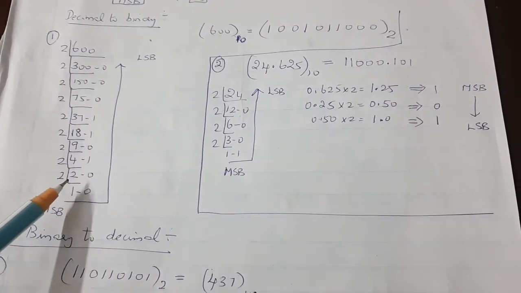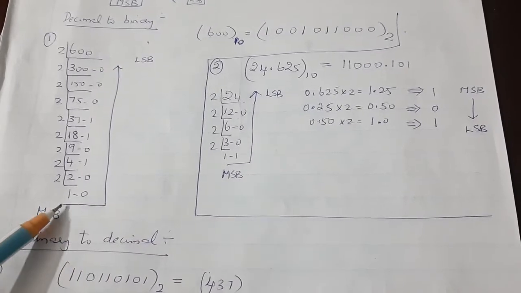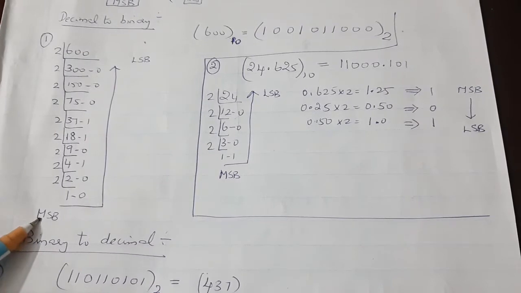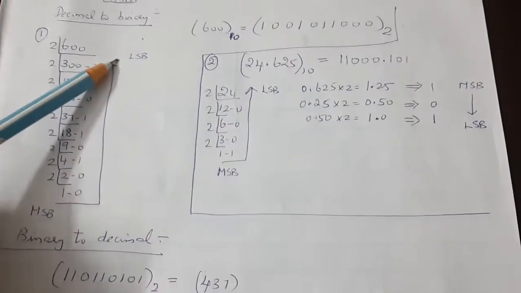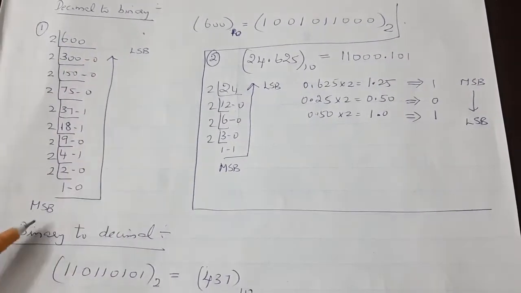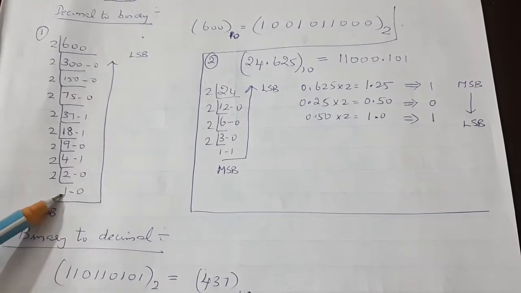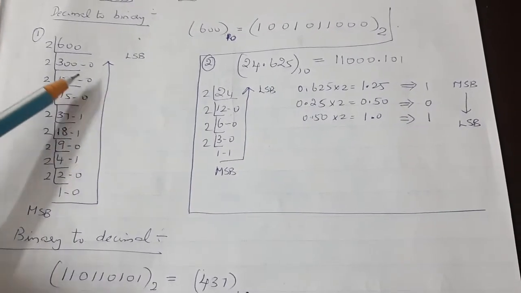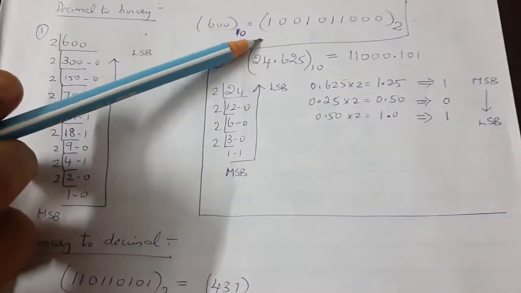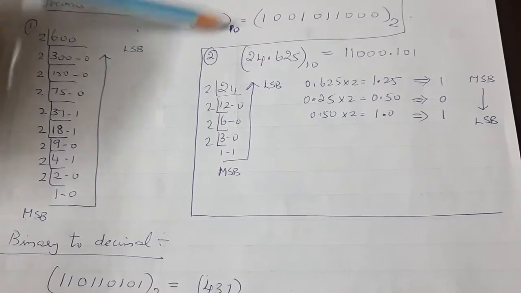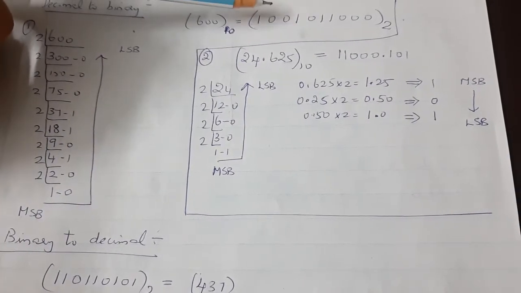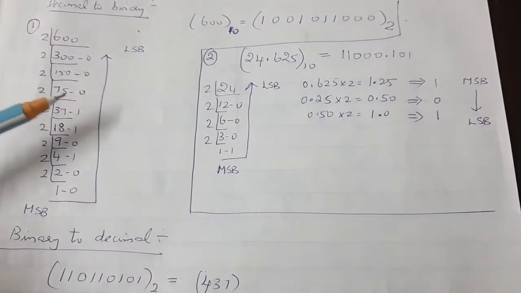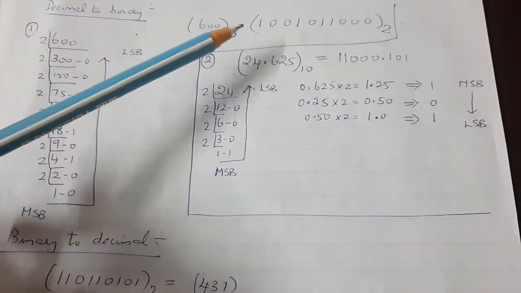Now, while writing down, you have to be very careful. You have to start from the base and go to the top. This base is the MSB and the top one is the LSB, so you have to have the MSB on your left hand side. Start from here: 1 0 0 1 0 1 1 0 0 0. This is the answer. You can see the reflection of it: 1 0 0 1 0 1 1 0 0 0. This is how we convert a decimal number into a binary system.